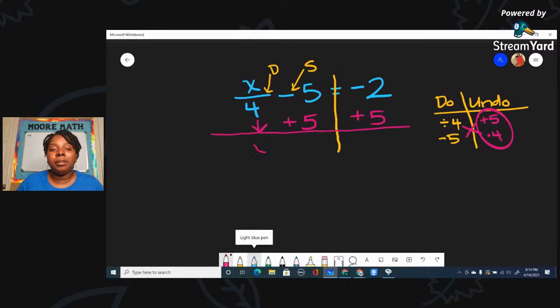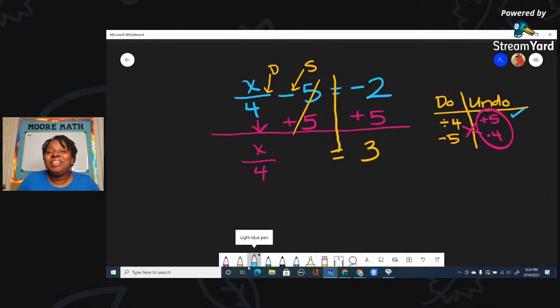All right, bring it on down. Minus 5 and plus 5 cancel each other out. It's 0. Negative 2 plus 5: if they're the same sign, we add and keep the sign the same, but if they're different signs, we subtract. So 5 minus 2 is 3, and the 5 is going to be positive. All right, so we have x divided by 4 is 3. We're not done. All we've done is add 5.